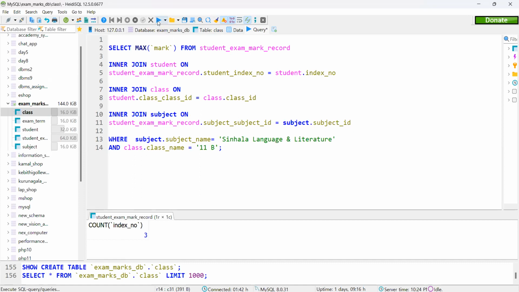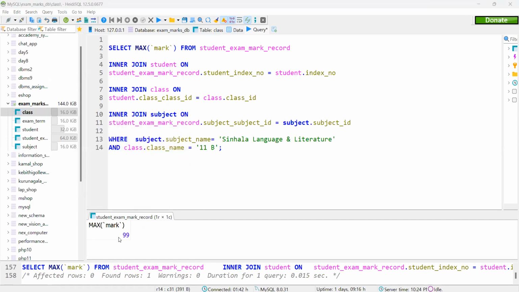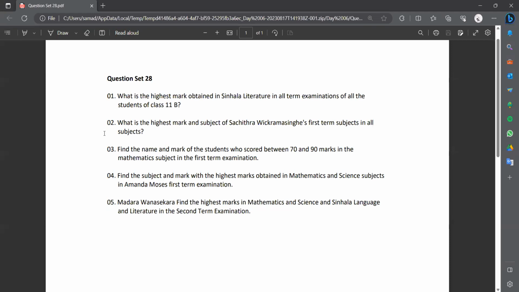When we execute, we have our maximum mark, which is for all terms, subject Sinhala literature, and all students in class 11B. That's how it's done. And the second one: what is the highest mark in the subjects of Sachitra Wickramasinghe in the first term, in all subjects?